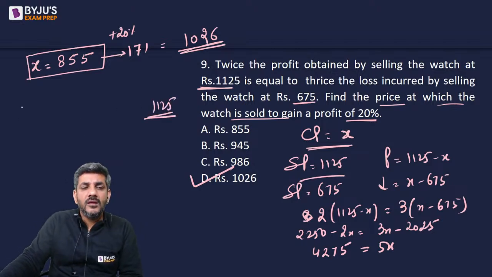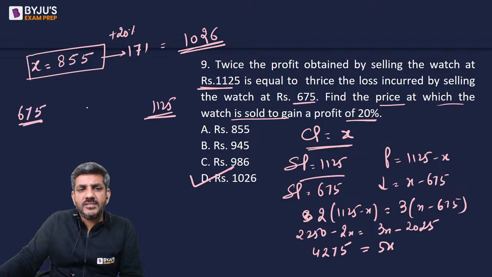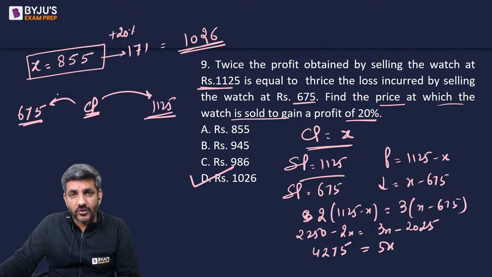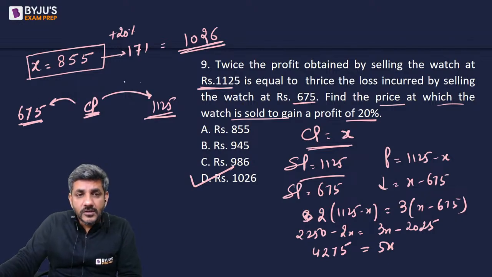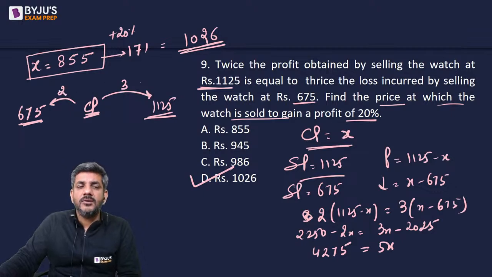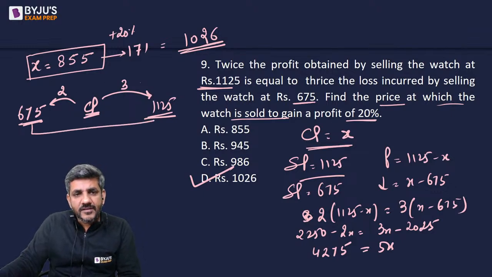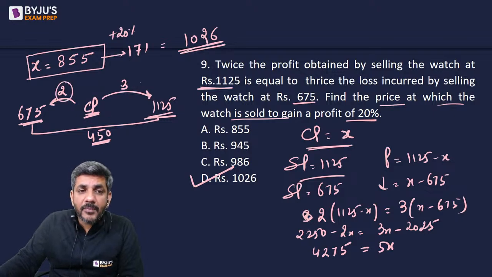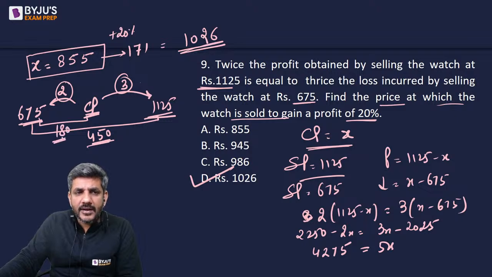If you just visualize it well, 1125 is here, 675 is here. Somewhere in between, we have the cost price. So this is profit, this is loss. Twice of profit is equal to thrice of loss. So if this is 3, this should be 2, so that its double and its triple are equal, right? But the difference between them is how much? It is equal to 325 plus 125, which is equal to 450. So if 5 parts are equal to 450, one part is 90. One part is 90, that means 2 parts are 180. So I can say the cost price is 675 plus 180, which is 855.